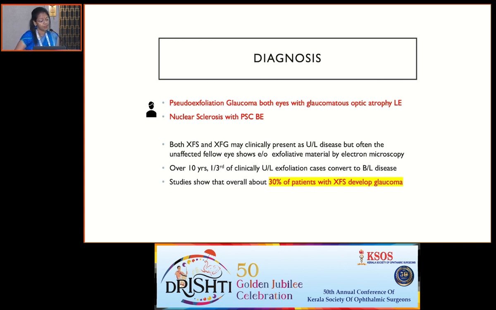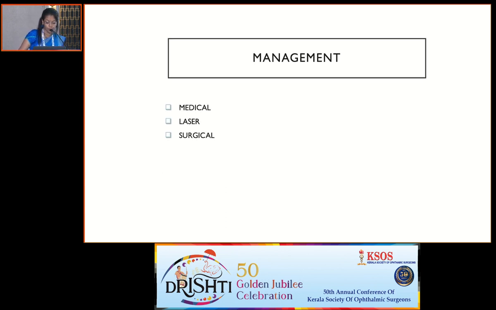So the diagnosis was revised as a case of pseudo-exfoliation glaucoma in both eyes with optic atrophy in the left eye and nuclear sclerosis in both eyes. Though both the pseudo-exfoliation syndrome and glaucoma may present clinically as a unilateral disease, about 1/3 of these cases can get converted to bilateral disease over a period of 10 years. Studies show that about 30 to 40% of patients with pseudo-exfoliation syndrome develop glaucoma.